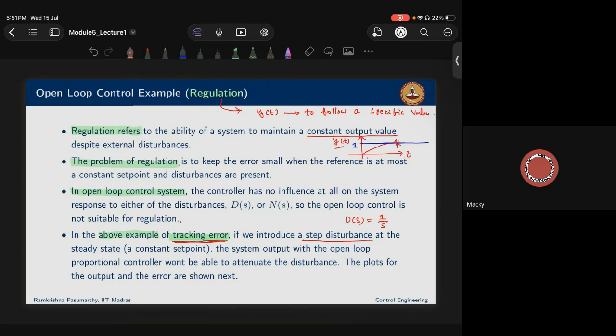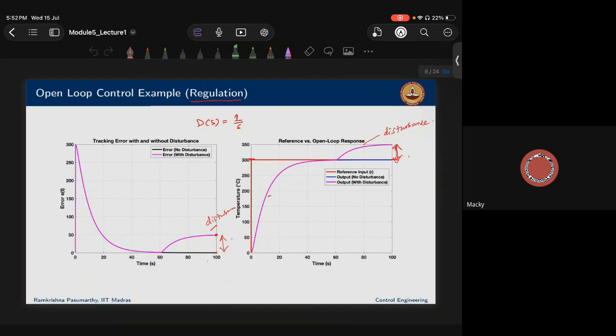Now suppose, let us say in the first setting, we have this disturbance signal, D of s. Let us say the disturbance we are introducing is a step disturbance. What is the Laplace transform of a step disturbance? 1 by s. Now let us see what the regulation case will be. Here our intention is that our system has to regulate to a value of 300.